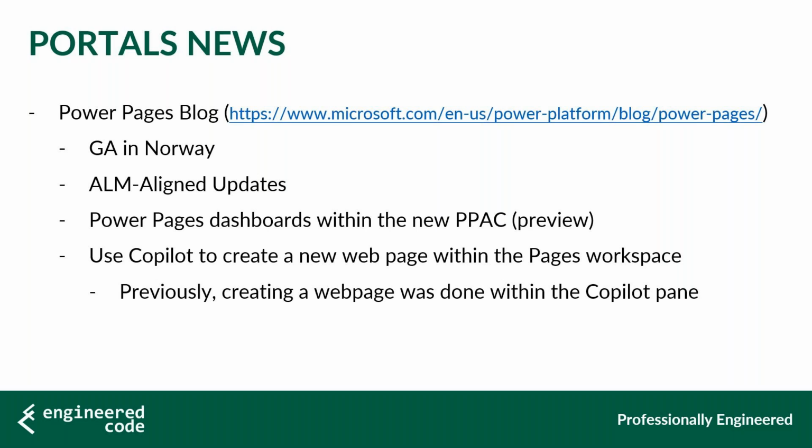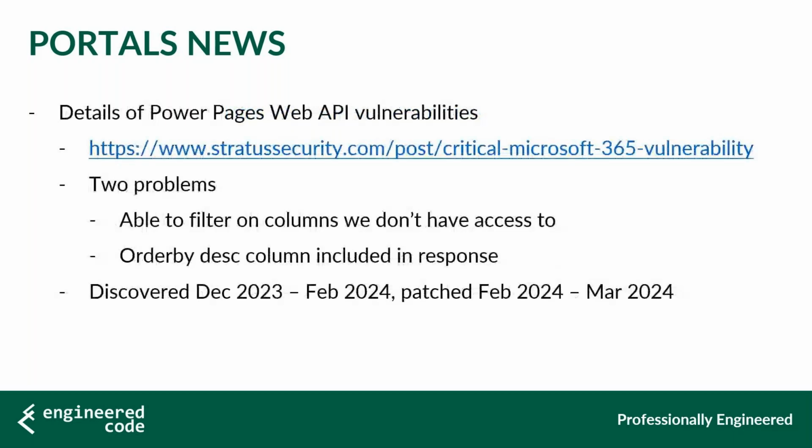The other thing I want to discuss is there was a blog post released by Stratus Security regarding some vulnerabilities that they found. Thankfully, these vulnerabilities have been patched by Microsoft, but I just wanted to talk about what those vulnerabilities were at a high level. So you can see I've got them. They were discovered in December of 2023 through February of 2024. So there's a few month period where the folks at Stratus Security had discovered essentially three different ones.